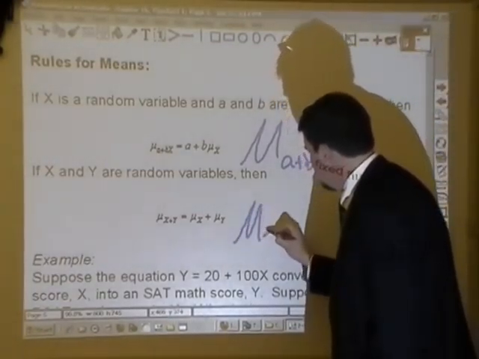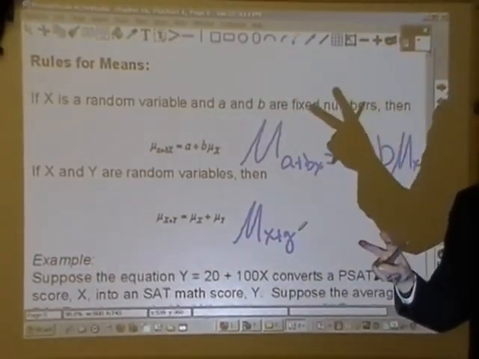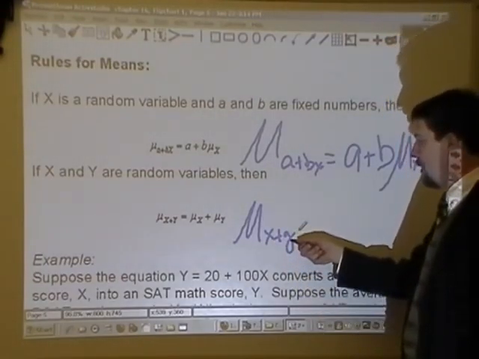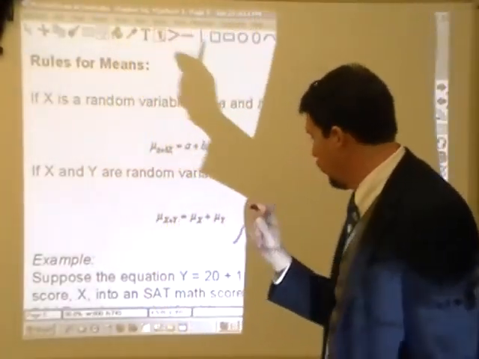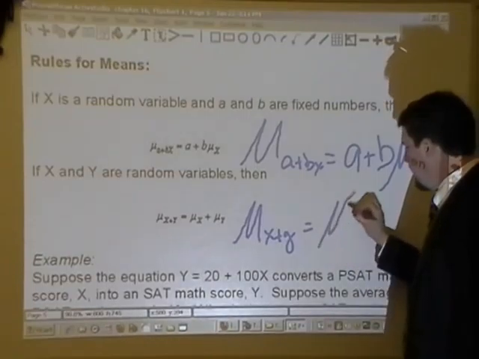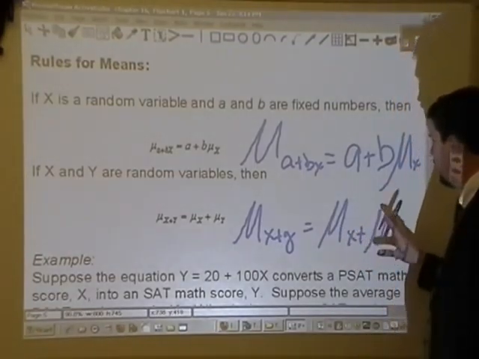The mean of x plus y. So now what I have here is I actually have two different distributions. I have distribution x and distribution y. And I'm going to combine them, like SAT math and SAT verbal scores. Okay? And what this is saying is that it is equal to the mean of x plus the mean of y.